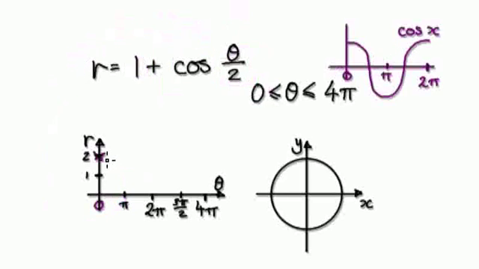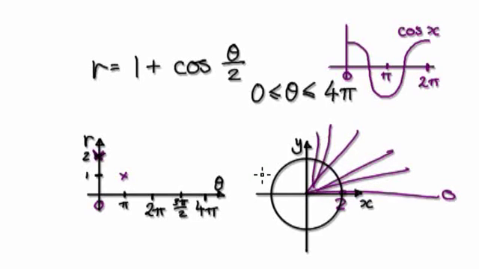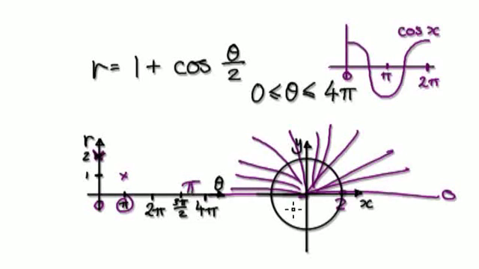So when it's 0, it's 2. When it's pi, it's 1. So when theta is 0, the radius will be 2. We are increasing it now. By the time we get to pi, the radius should be 1. So by the time we get to pi, the radius should be right here. The radius is 1. Okay, so something's happening in between.